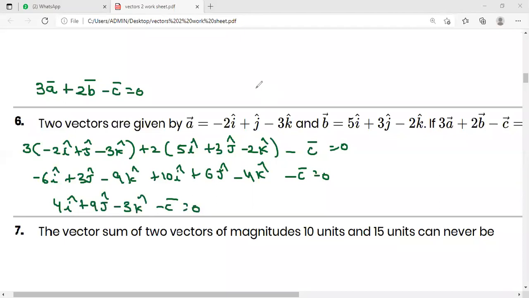Then to write the value of C bar, just you have to bring all the other terms to the other side. So minus C bar is here, so C bar will be equal to, C bar only will go to the right side. Then what is the remaining equation? 4I cap plus 9J cap minus 13K cap. This is the answer for C bar. Here it is minus 9K and minus 4K, minus 13K cap, not 3. So minus 13K cap. Okay, good.